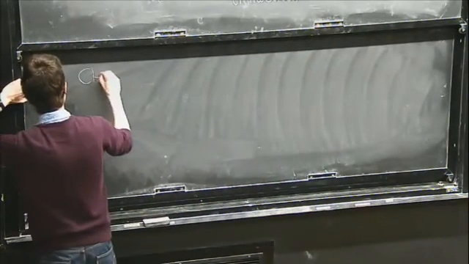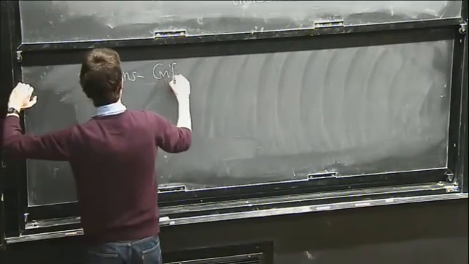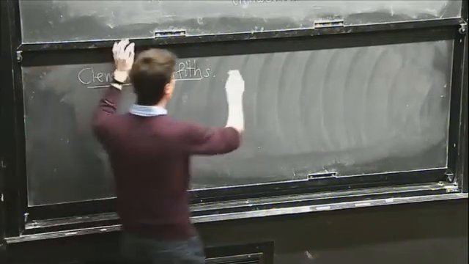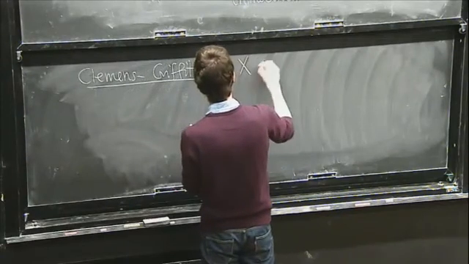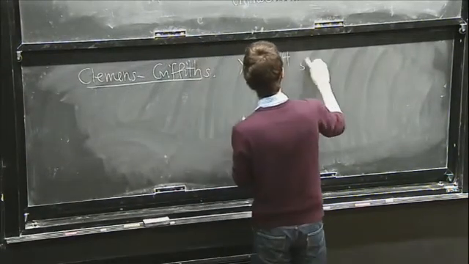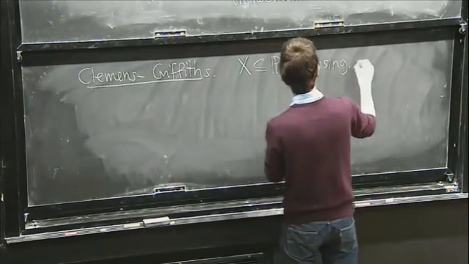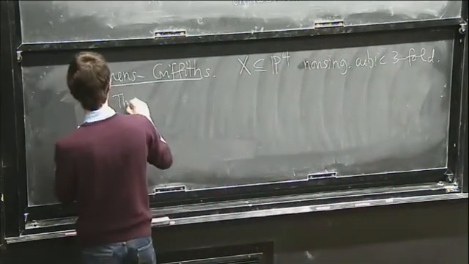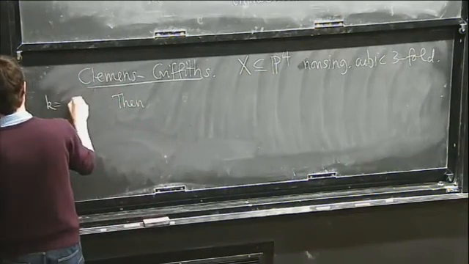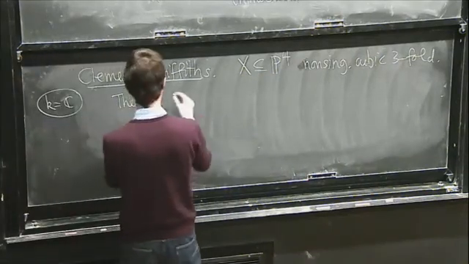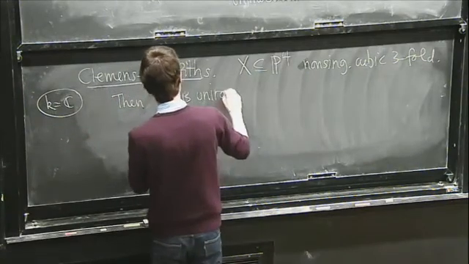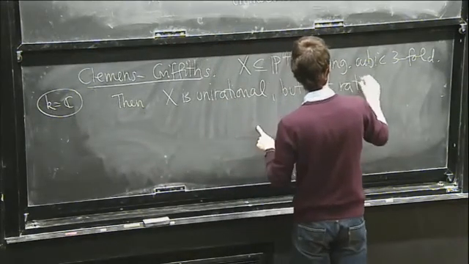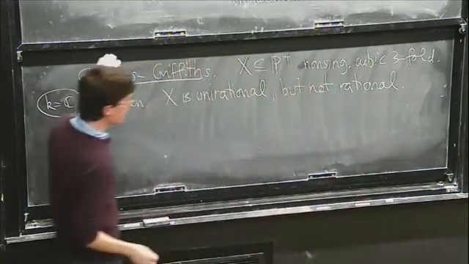Now, what Clemens and Griffiths did with this is they looked at another famous classical example, which is cubic threefolds. So take X in P4 a non-singular cubic threefold. And then they showed that, with K equal to C, X is unirational, but it's not rational. That's the thing they proved.